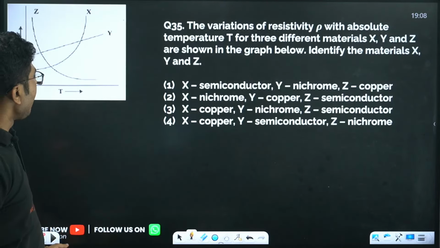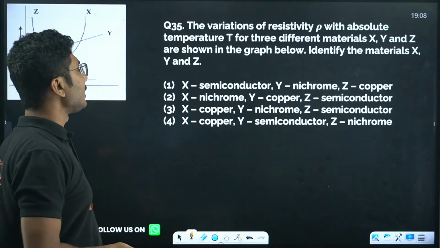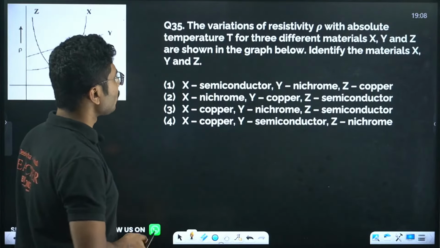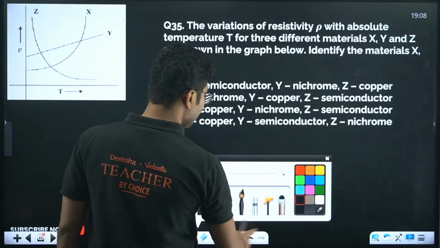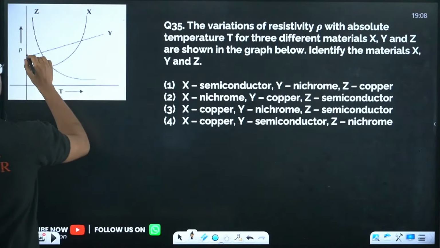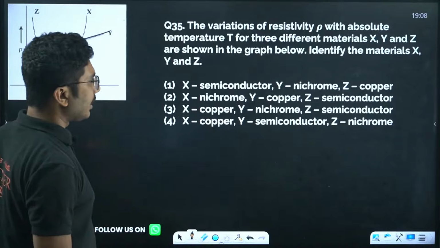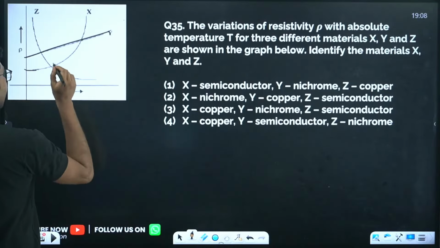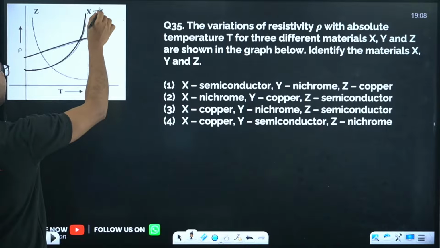Okay. Now, easy question. The variation of resistivity with absolute temperature T for 3 different materials X, Y, Z are shown in the graph below. Identify the materials. So what are all the materials? This is alloy, nichrome. This is increasing temperature and conductivity increases. This must be semiconductor.